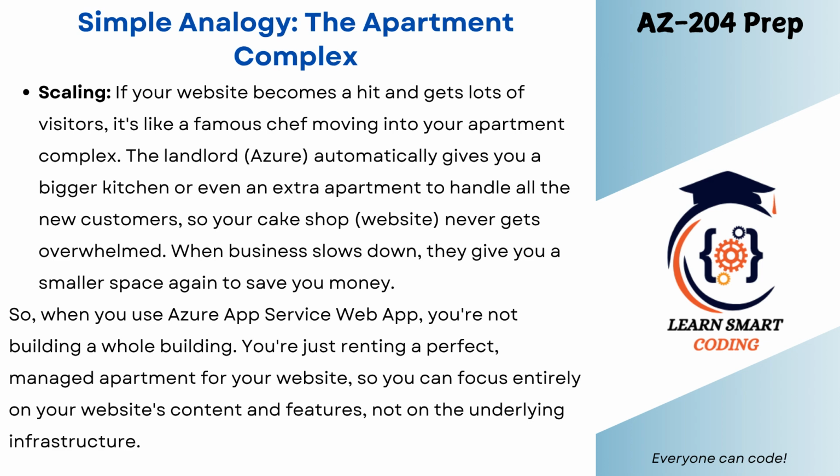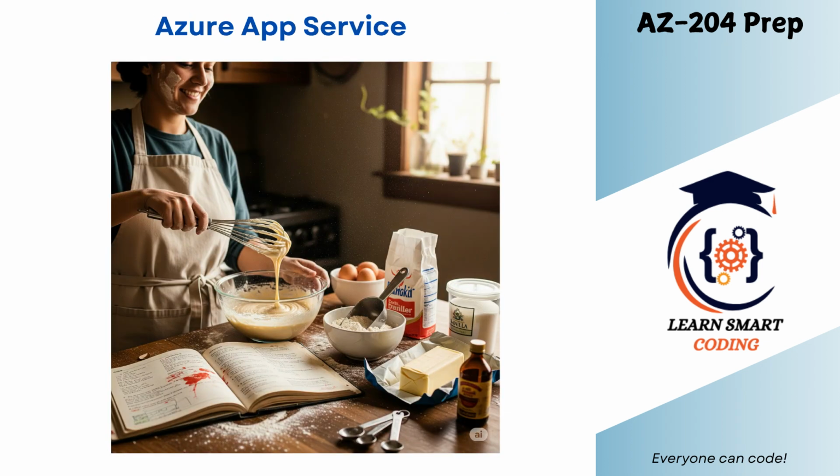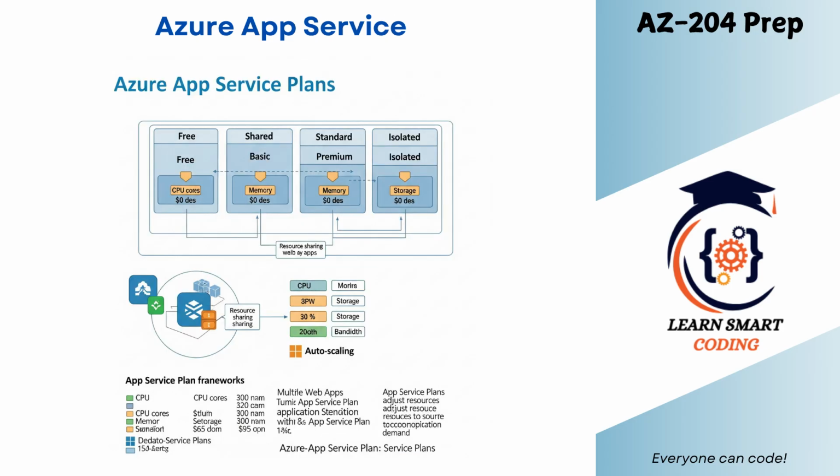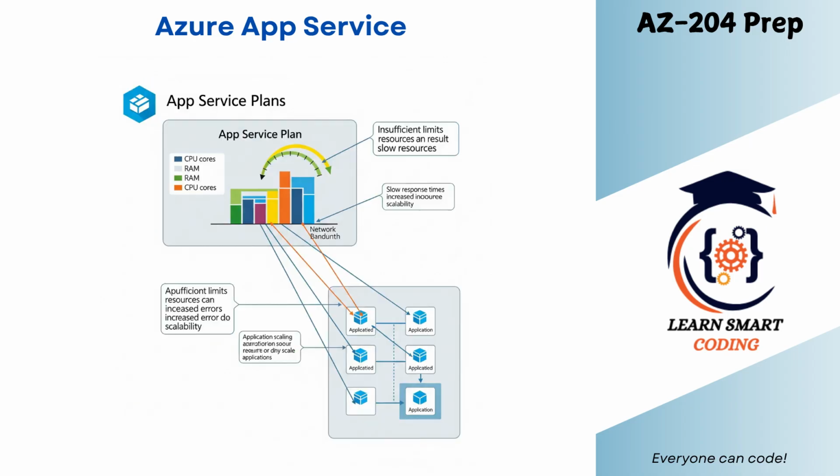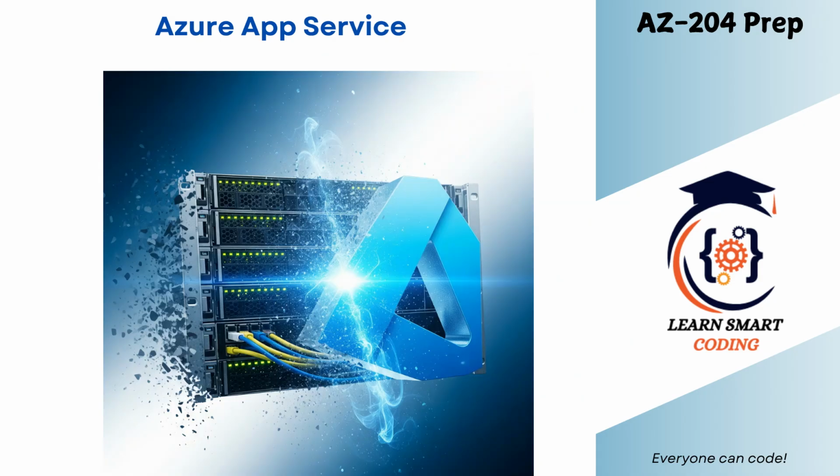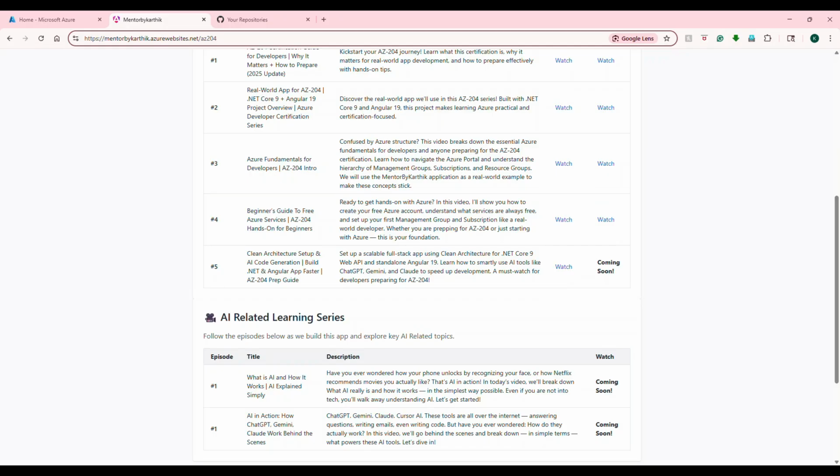Scaling. Let's imagine this. If your website becomes a hit and gets a lot of visitors, it's like a famous chef moving into your apartment complex. The landlord, which is Azure, automatically gives you a bigger kitchen or even an extra apartment to handle all the new customers. So your cake shop, which is your website, never gets overwhelmed. When business slows down, they give you a smaller space, again to save you some money.